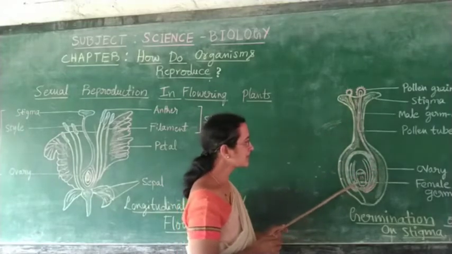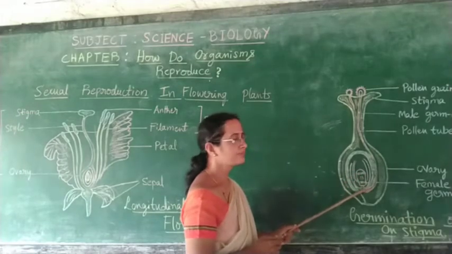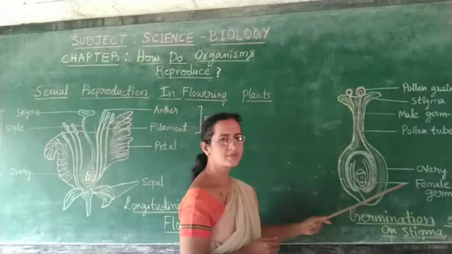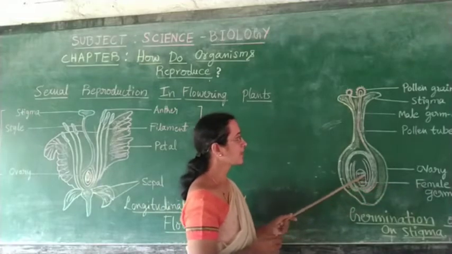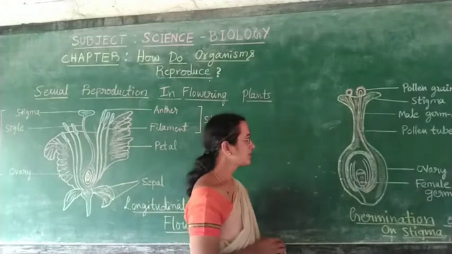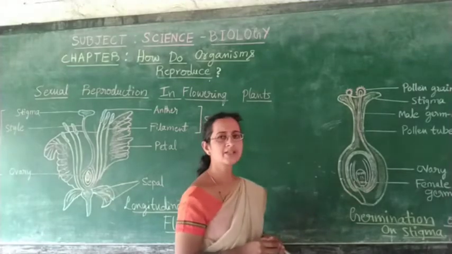The female gamete is considered as the ovule. Here we are seeing the male germ cell and the female germ cell getting united. After the fertilization, there will be formation of the zygote.